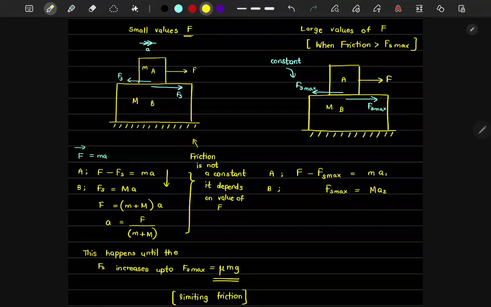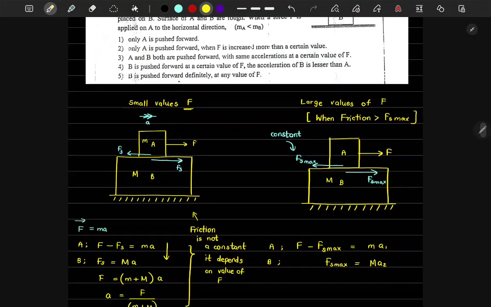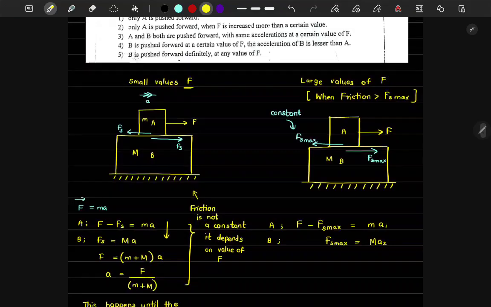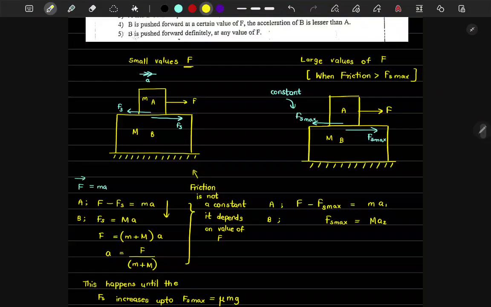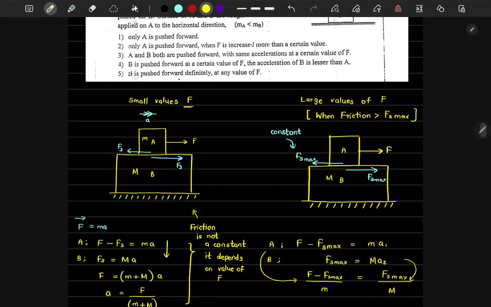Now we have to consider whether the acceleration of B or A is greater, because they have asked us that in the question. And also there is a possibility and there is an instance where the two accelerations might be equal, because there is a possibility that F minus Fs max divided by M is equal to capital Fs max divided by capital M. This is the acceleration of A. This is the acceleration of B. There is a possibility that it might happen as well.